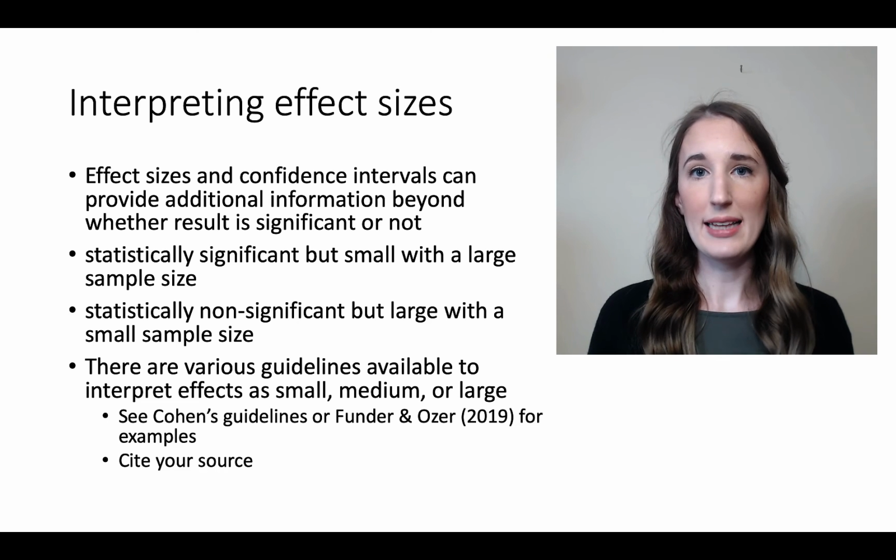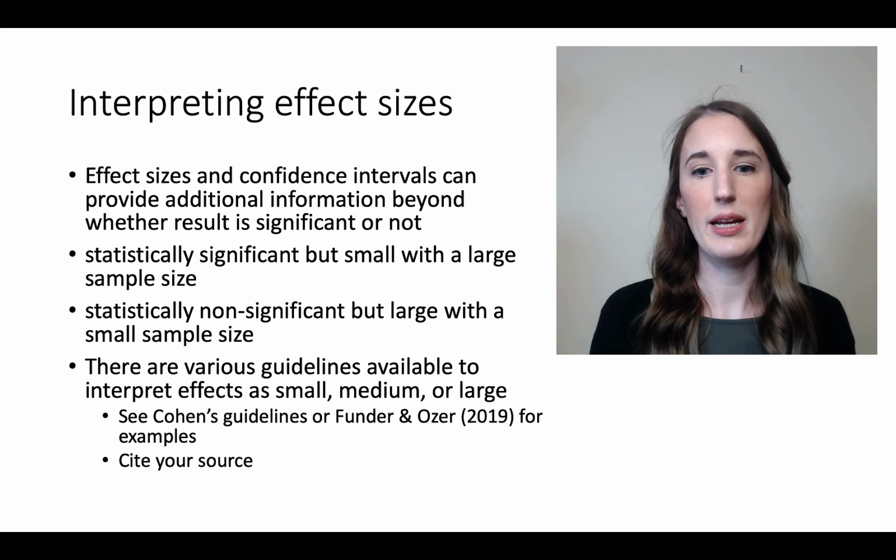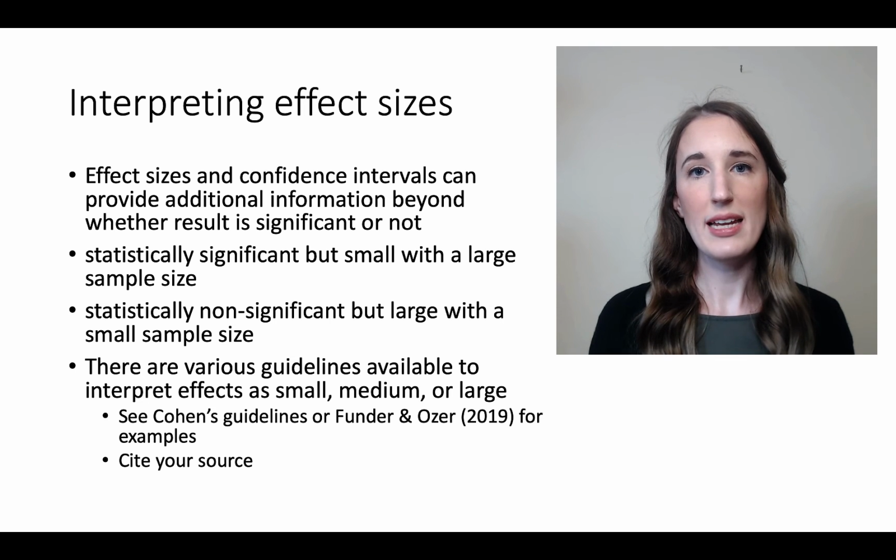There are various guidelines available for interpreting effect sizes as small, medium, or large. For example, Cohen's guidelines, or updated guidelines by Funder and Ozer in 2019 from a psychology perspective. You can use any of these guidelines, but be sure to cite your source so that people know what guidelines you're using.